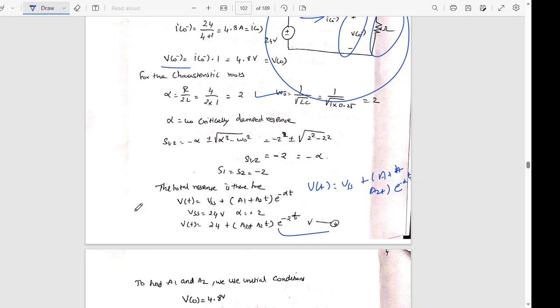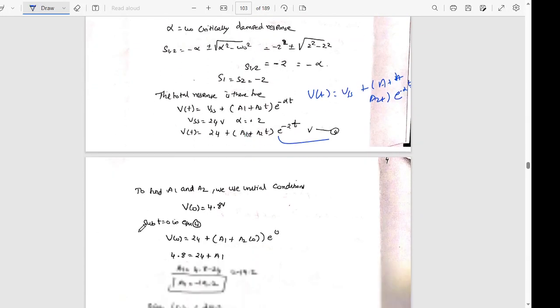Now using the initial conditions, we need to find the values of A1 and A2. So substitute t equal to 0, and we know that v of 0 is 4.8. So we get the equation like this: 24 plus (A1 plus A2 times 0) e power 0. So 4.8 equal to 24 plus A1. A1 is minus 19.2, so we got A1.